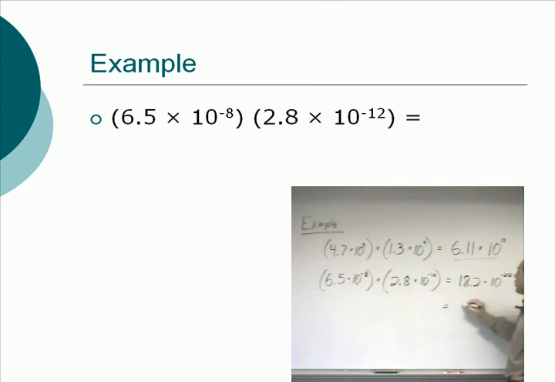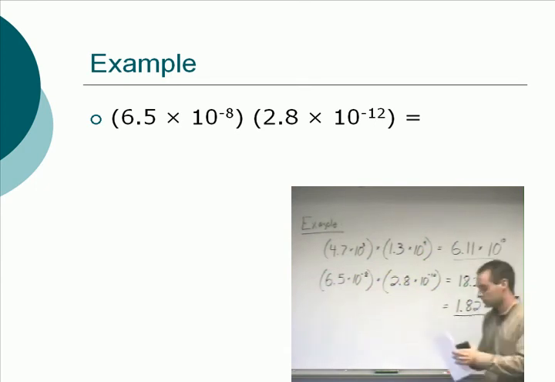We end up with 1.82 times 10 to the, and now what's our new power of 10? Exactly. This side gets smaller, so this side's going to get larger, and the next integer larger than negative 20 is negative 19. That number's in scientific notation.